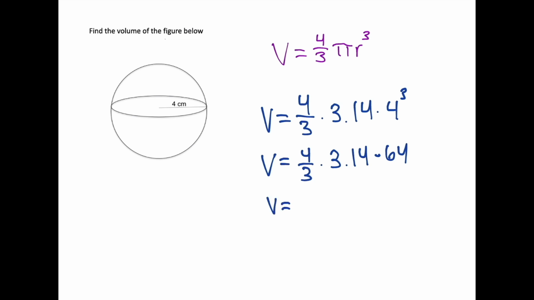Now grab a calculator and take 4/3 times 3.14 times 64. You could also take 4 times 3.14 times 64 and then divide that by 3. Rounding our answer, we should get about 267.9 cubic centimeters.